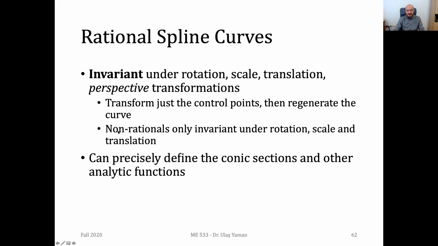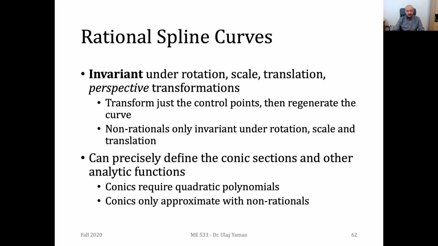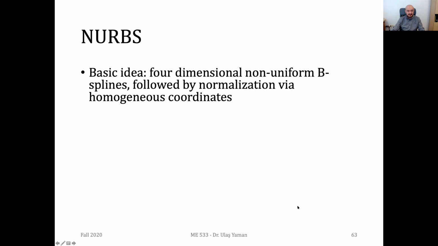The thing about the non-rational ones is that they're only invariant under rotation, scale, and translation, but the rational splines have much more invariancy compared to non-rational ones. And with the help of them, we can define the conic sections or other kinds of analytic functions easily. For the conic ones, we require some quadratic polynomials, but they can only be approximated with non-rationals. They cannot be represented exactly with non-rational ones.